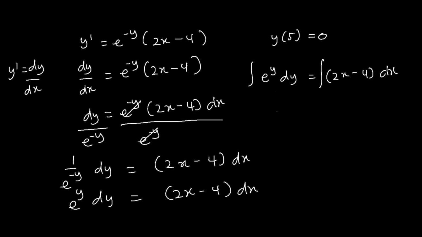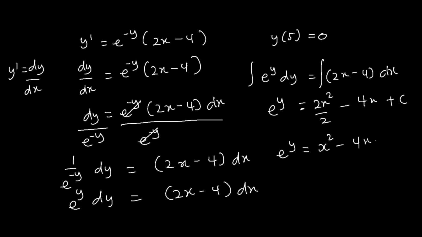The integral of e to the power y gives me e to the power y. And at this point, we are not going to bring the constant, so let's leave it this way. The integral of 2x will be 2x squared divided by 2, and then the integral of 4 will be 4x. Then you bring the constant. So this will give us e to the power y equals x squared minus 4x plus C. So what you have here is the general solution.